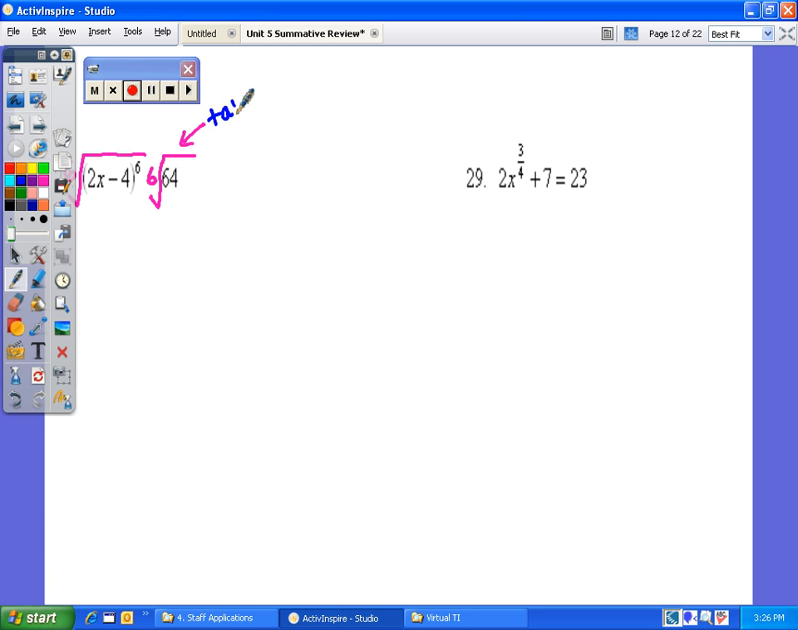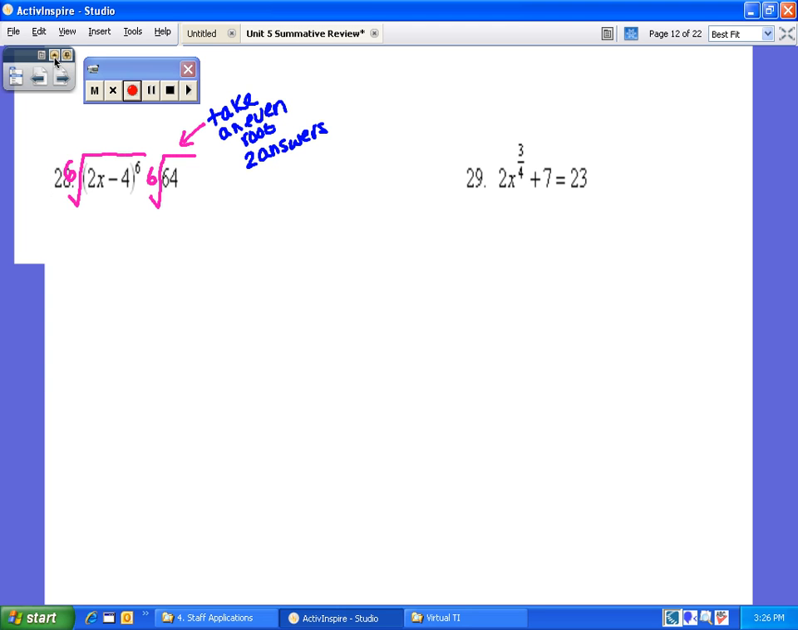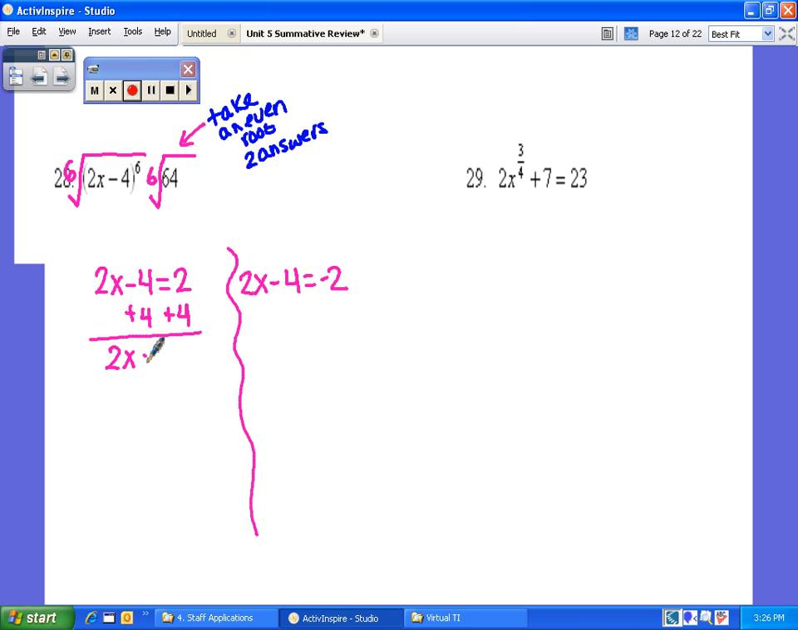Remember, and I think I told you this before, when you take an even root, you have 2 answers. So the 6th root of 64 is not only going to be 2, but it's also going to be negative 2. So this type of question you're going to have to split into 2 problems. First one will be 2x - 4 = 2. And then the second problem will be 2x - 4 = -2. And then just simply solve for x.